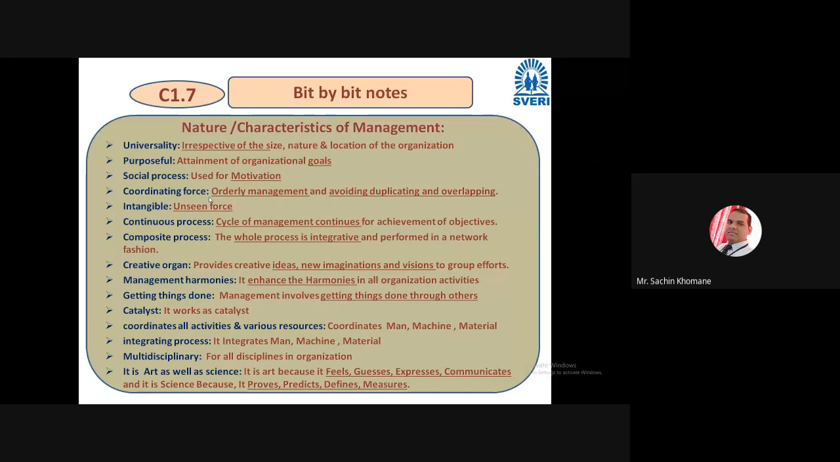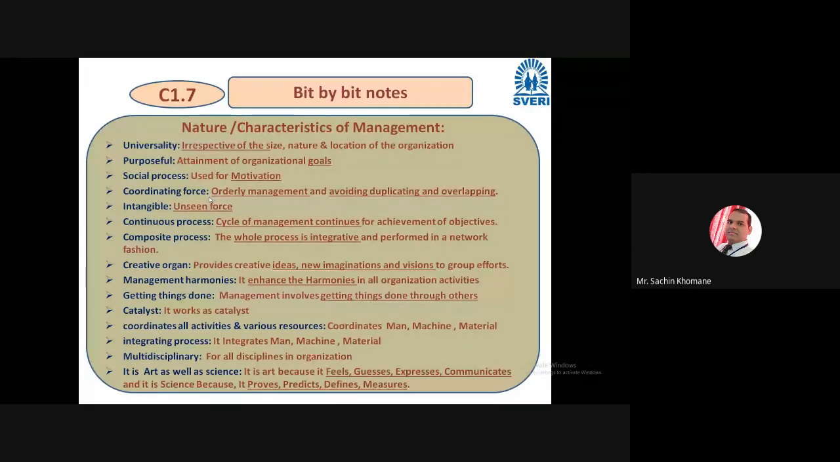Okay. So universality. Irrespective of the size, nature, and location of the organization, this management remains the same throughout the world, throughout the universe, you can say. Let it be a small organization, let it be a very big MNC, let it be any kind of nature of that particular organization, let it be a manufacturing industry, let it be a service industry, let it be an organization in India, Africa, America, anywhere. This management concept, management related aspects, remains universal. This is a very, very important characteristic, right? So it will not change from area to area, like languages are changing after every mile.